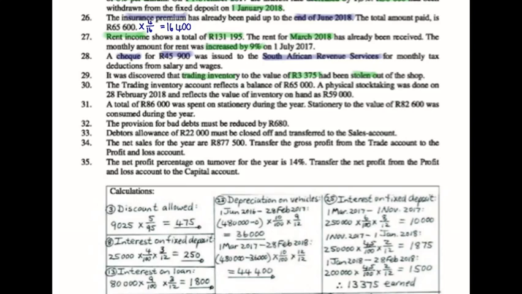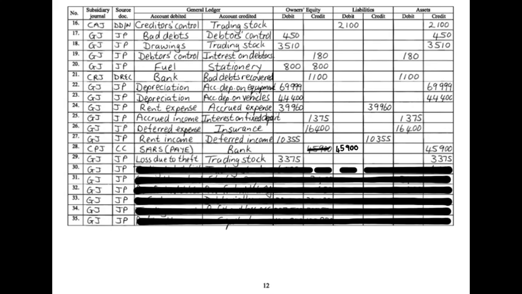Number 30. The trading inventory account reflects 65,000, but a physical stock take was done on the 28th of February, and this reflects trading stock of 59,000. So the difference between the two tells me that there was a trading stock deficit of 6,000 Rand that I need to go and correct in my books. So therefore, when I create a deficit, trading stock deficit is a debit account, causing my owner's equity to decrease with 6,000 Rand. The account to be credited is trading stock because I want to decrease that as well with a further 6,000 Rand. So therefore my assets as well as my owner's equity are decreasing with 6,000 Rand.